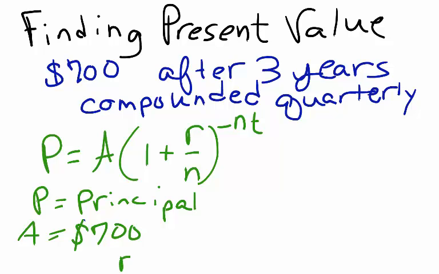R, or percentage rate, which we write as a decimal, is 0.04. That's the decimal representation of 4%. And N, the number of times per year our principal is compounded, equals 4, since it's compounded quarterly. T, which is time, is 3 years. We can take these values and plug them into our formula.